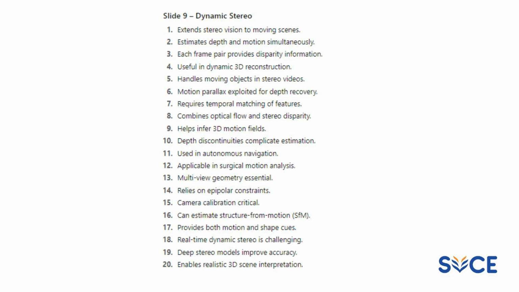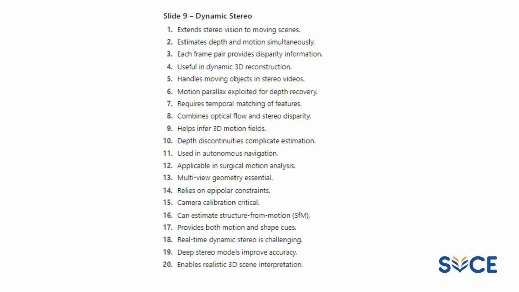The next topic is dynamic stereo. Dynamic stereo is an extension of traditional stereo vision that deals with 3D depth estimation in dynamic or moving scenes, while standard stereo vision calculates depth from two images of a static scene. Dynamic stereo focuses on scenarios where both the camera and objects in the scene may be moving. This makes it essential for real-time applications like robotics, autonomous vehicles, augmented reality, and motion analysis in videos.